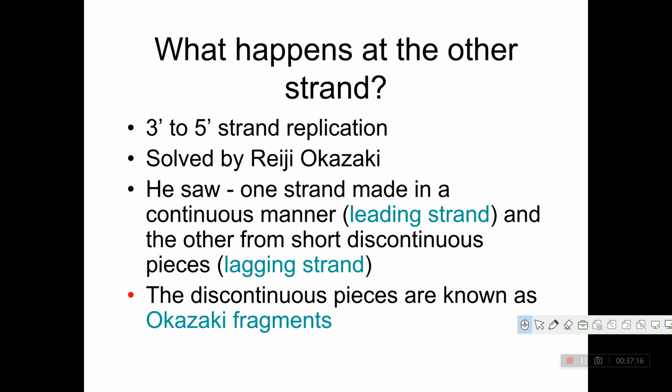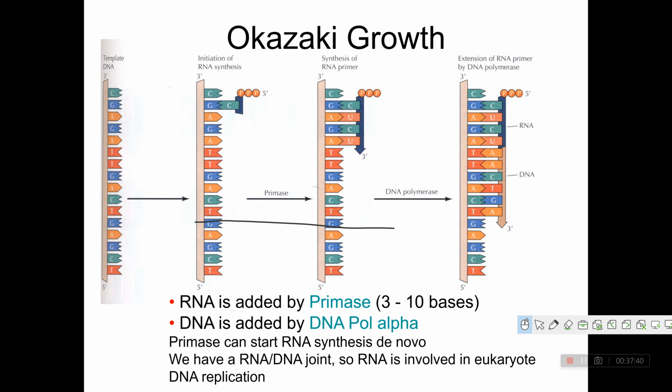What happened at the other strand? The 3 prime to 5 prime strand replication was solved by Reiji Okazaki. He saw one strand made in a continuous manner, right? Meaning it acts as the leading strand, and the other is short discontinuous pieces, that is the lagging strand. Those discontinuous pieces, already I told you, are called Okazaki fragments, right?